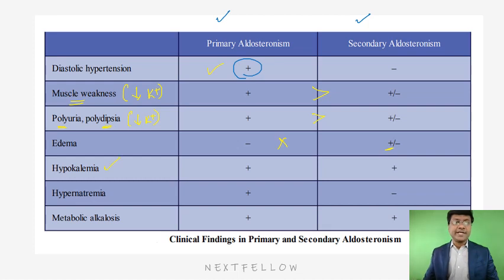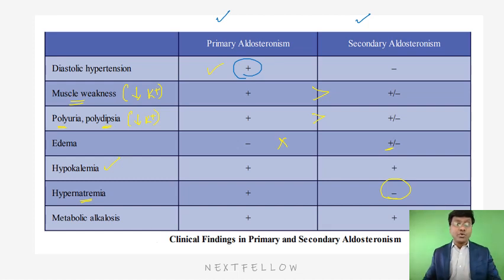And what about hypokalemia? Hypokalemia will be present in both. Why? This aldosterone will cause the excretion of potassium, which will make the individual land up in hypokalemia. Next, what about hypernatremia? Hypernatremia will be present in primary, but that hypernatremia is absent in patients with secondary hyperaldosteronism. Why is that? Because you see, what are the etiologies which will cause secondary hyperaldosteronism? Like congestive heart failure. In patients with congestive heart failure, there is fluid overload.